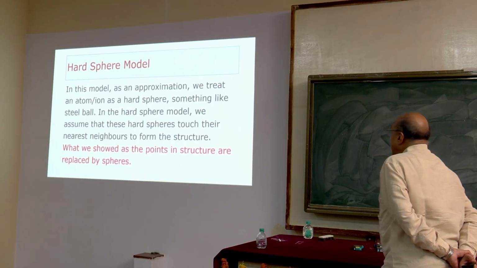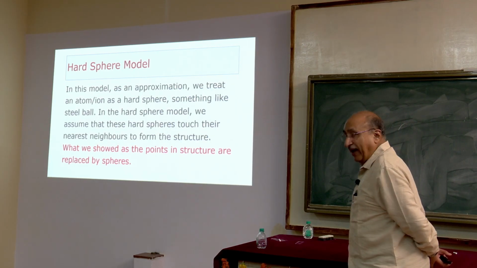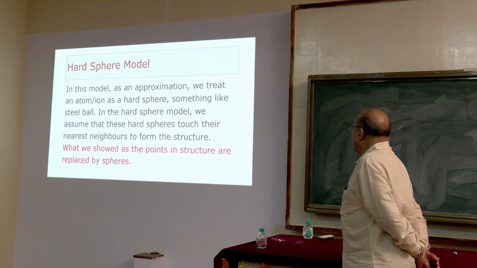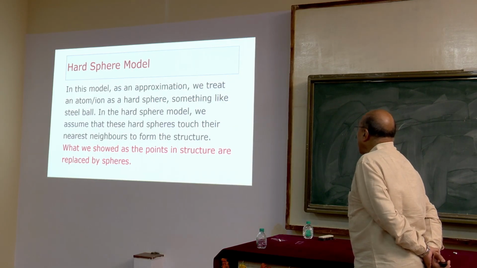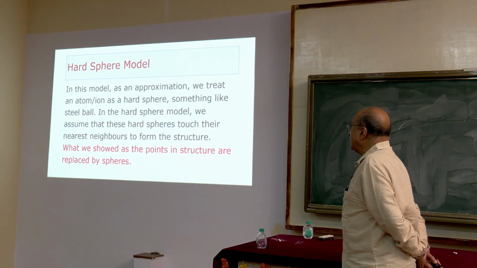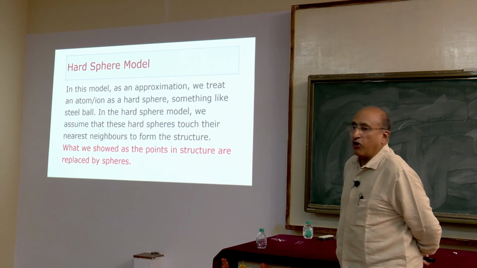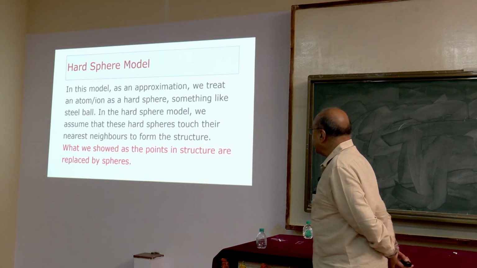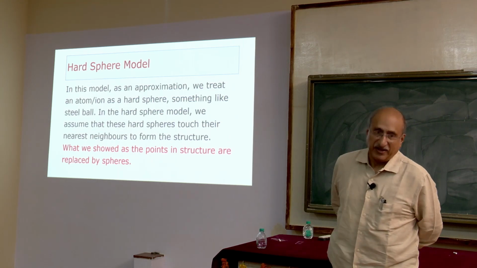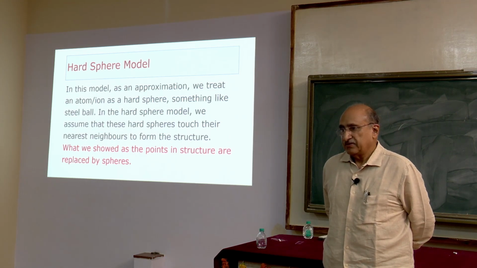In this model, as an approximation, we treat an atom or ion as a hard sphere, something like a steel ball. In the hard sphere model, we assume that these hard spheres touch their nearest neighbor to form the structure. What we show in the structure are replaced by spheres. That's what we are doing.